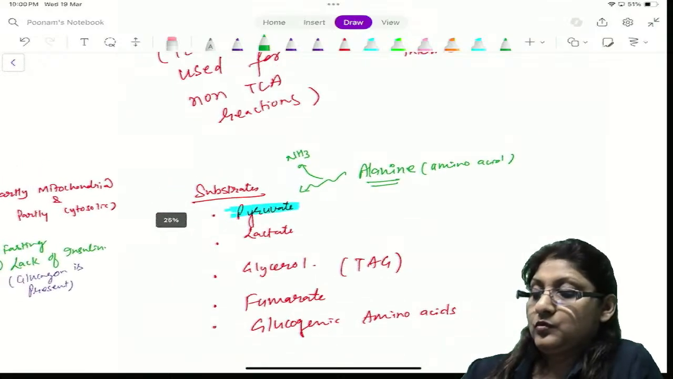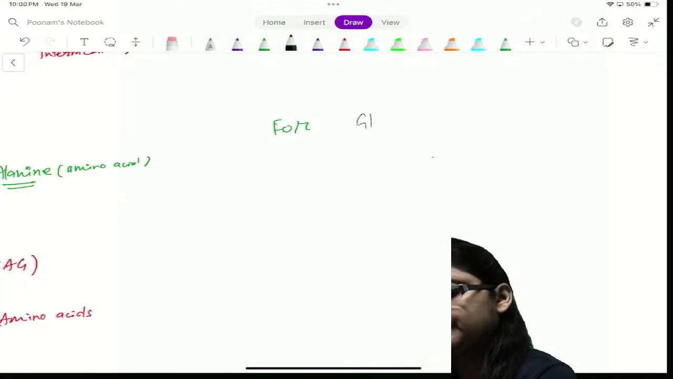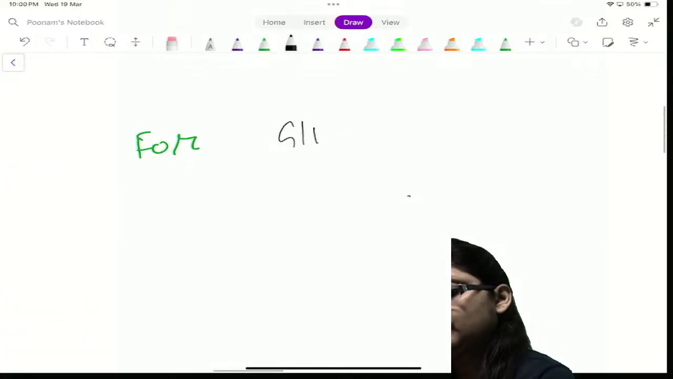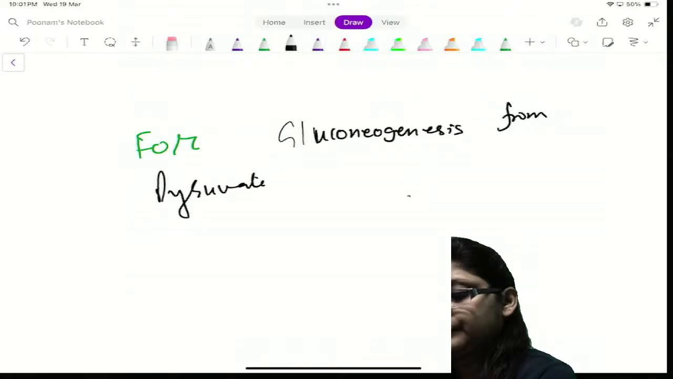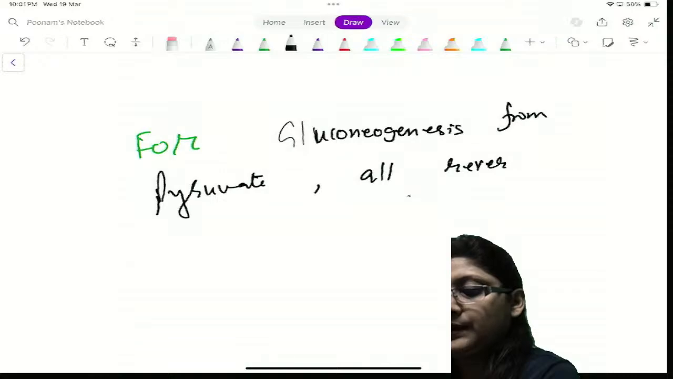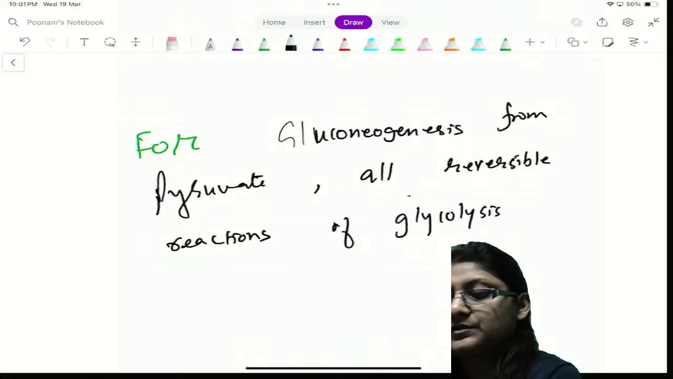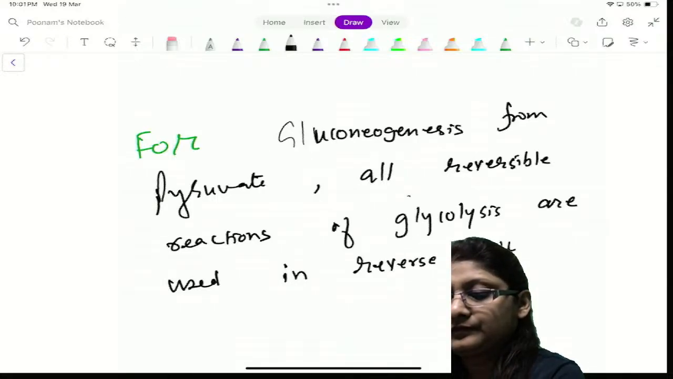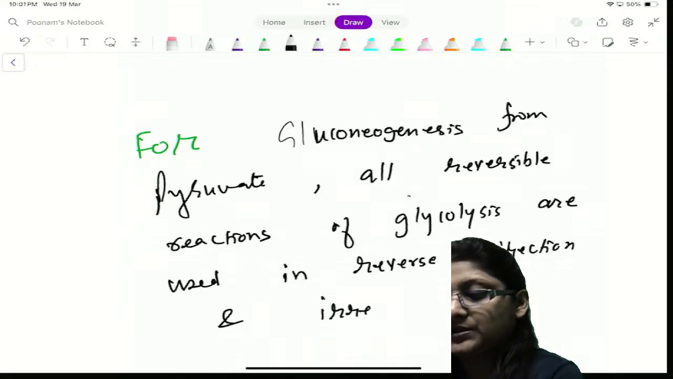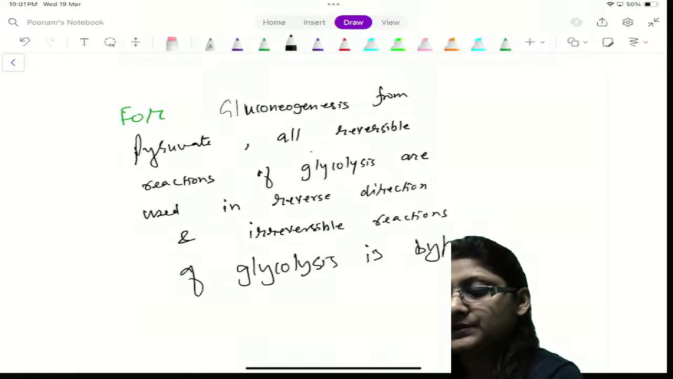So for that, you must know that for gluconeogenesis from pyruvate, all reversible reactions of glycolysis are used in the reverse direction and irreversible reactions of glycolysis are getting bypassed. It's getting bypassed, right?